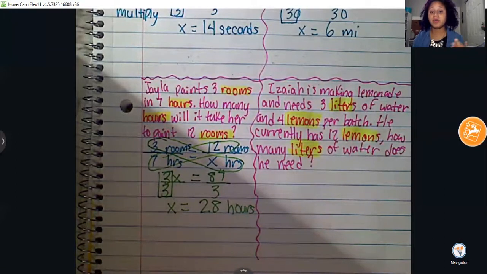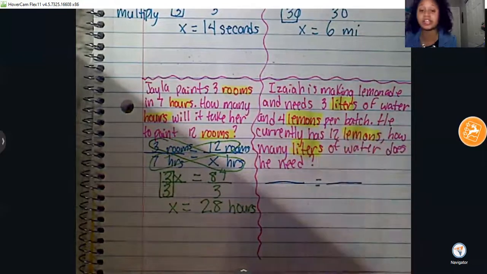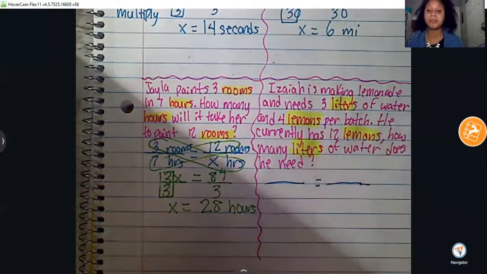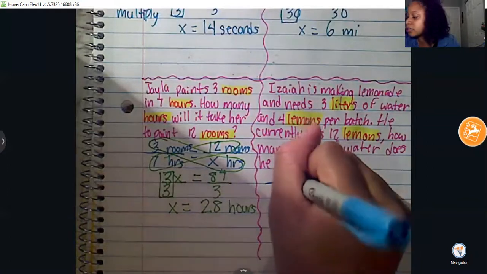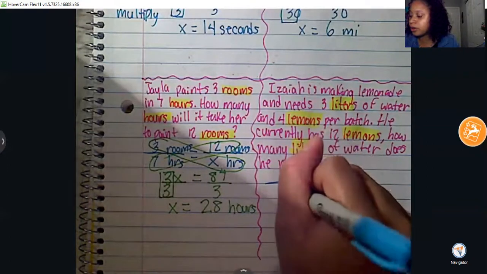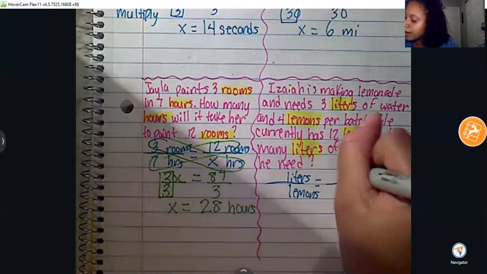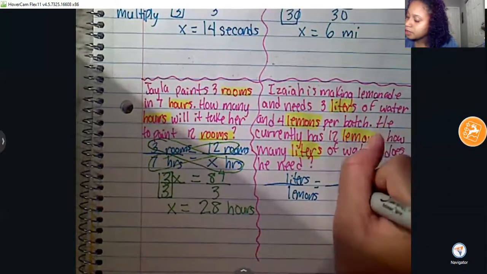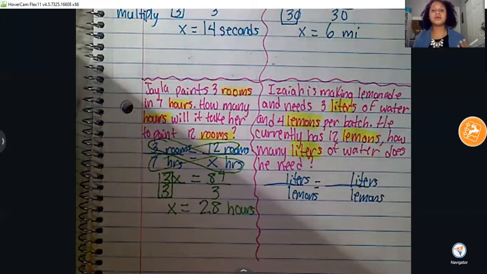So when we set this up, we need to start by just setting up our proportion. We know that it's going to be a fraction equal to another fraction. Now we just need to fill in the parts. So we know our 2 units are liters and lemons. Doesn't matter which one you set as your numerator or your denominator. I'm just going to say liters in the numerator, lemons in the denominator. And when I do that on the left side, I also have to do the same thing on the right side. Liters, lemons. Perfect.